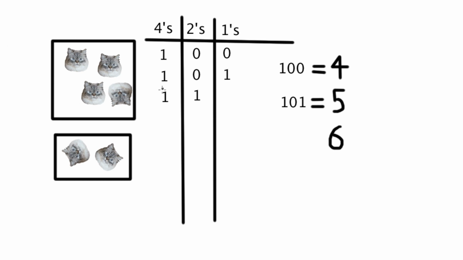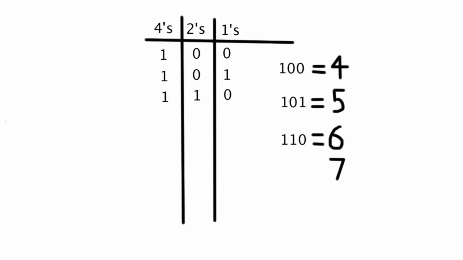Do we have enough yet? Well, 4 plus 2 is 6, which is the number that we're after. So yes, we can pop a 0 in the third column, and we have 6. In binary, 1, 1, 0 equals 6.